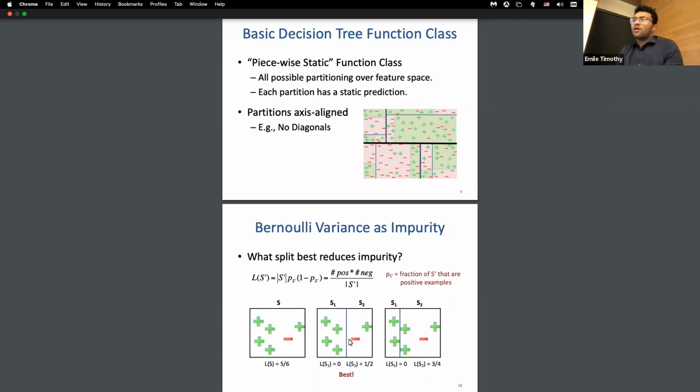And then we spoke about how you can determine the error of your decision tree. We spoke about measures like the Gini impurity and the Bernoulli variance. And really the question is, what split best reduces the impurity of your decision tree? And the Bernoulli variance just measures the number of positives times the number of negatives divided by S prime.